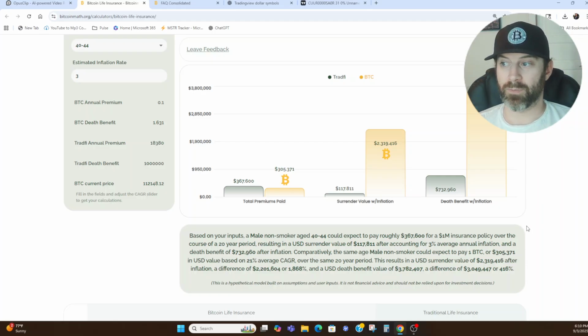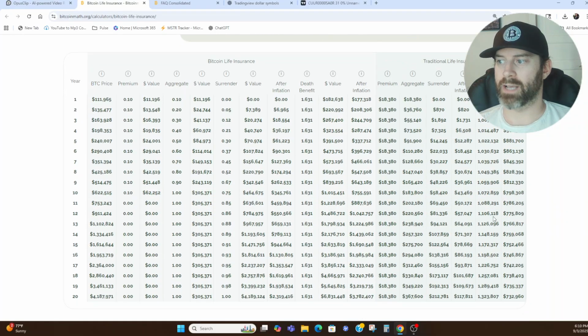Now, if we look at the death benefit, same thing, right? The policy is triggered, the insured has passed away, and my TradFi policy, let's see, my death benefit has gotten all the way up to $1.3 million. But after 20 years of 3% inflation compounding, well, that $1.3 million only buys me about $733,000 worth of stuff. Okay?